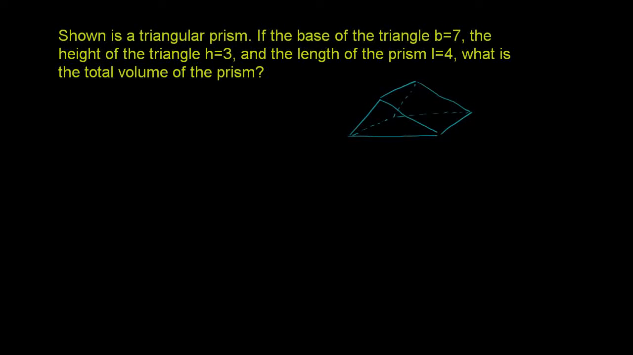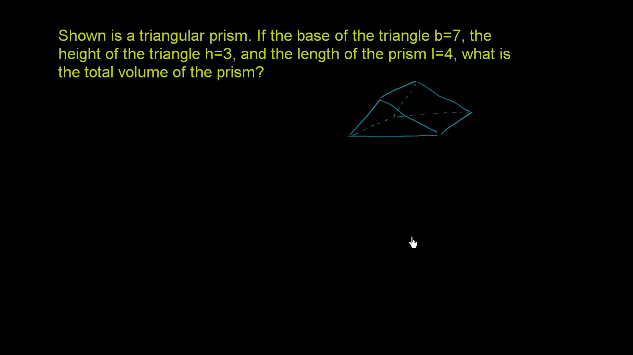Let's do some solid geometry volume problems. They tell us it's shown as a triangular prism. There are a couple of types of three-dimensional figures that deal with triangles. This is what a triangular prism looks like, where it has a triangle on two faces, and they're kind of separated. They have rectangles in between.